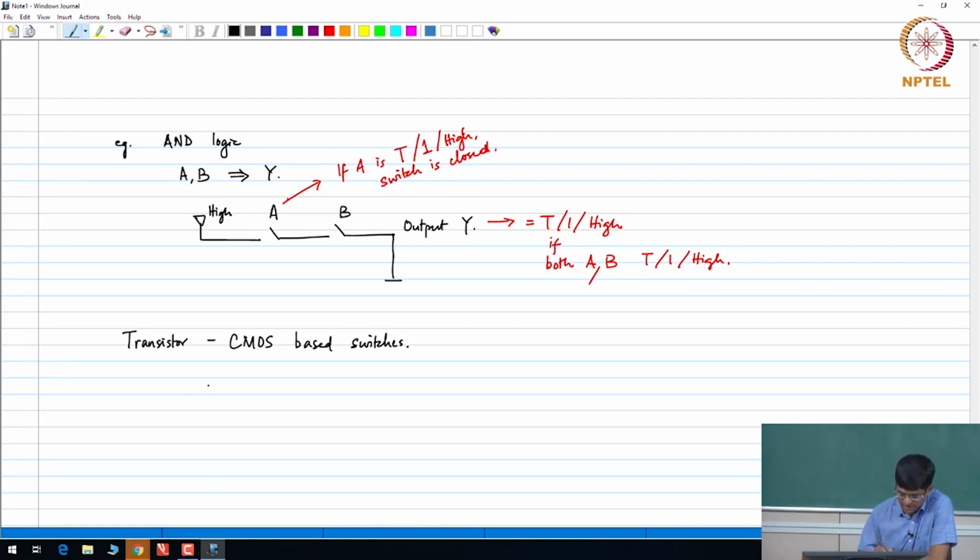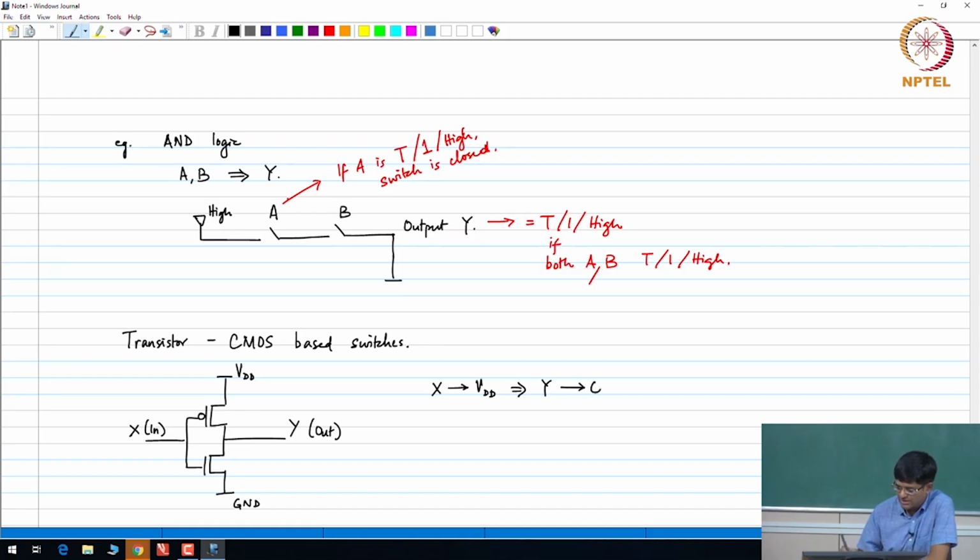How do we use that? The core idea, once again, you are probably familiar with. This is what the simplest CMOS circuit looks like. We have a high voltage over here, ground over here, the input over here, and the output over here. How does it behave? When x goes towards VDD, y goes towards 0. Why does that happen?